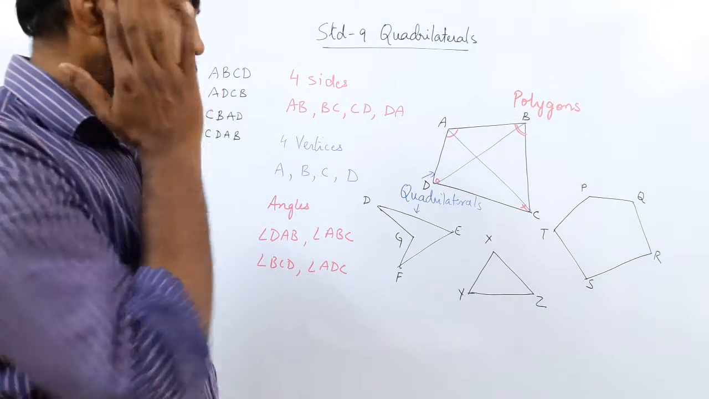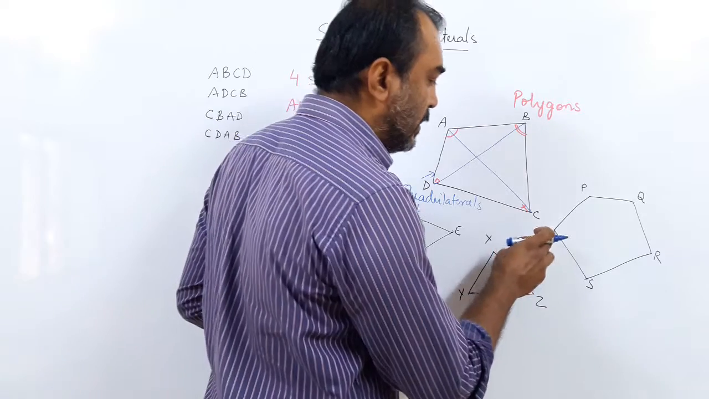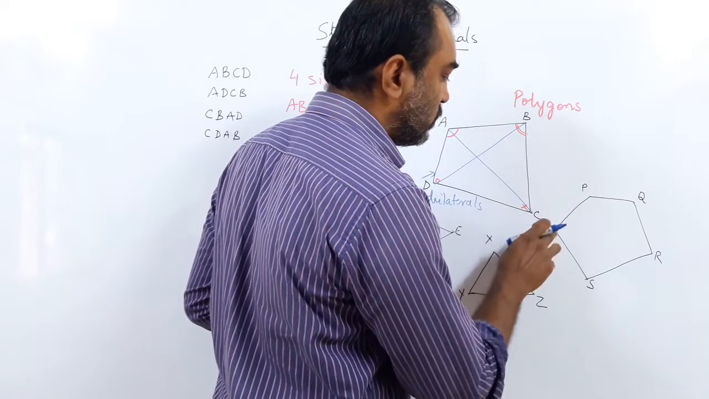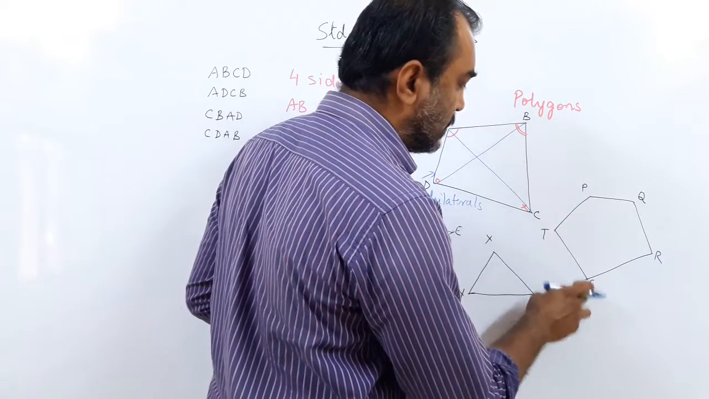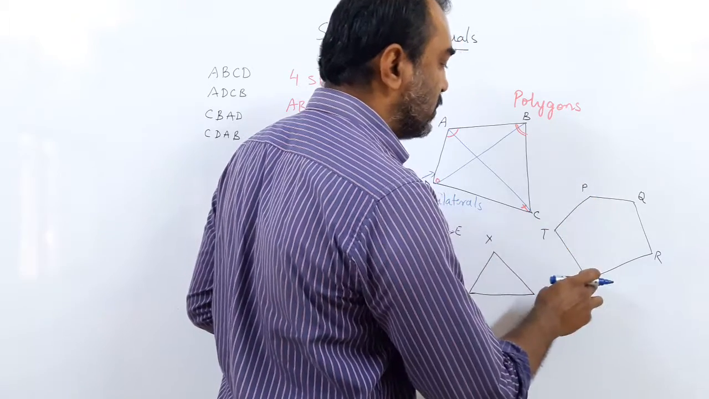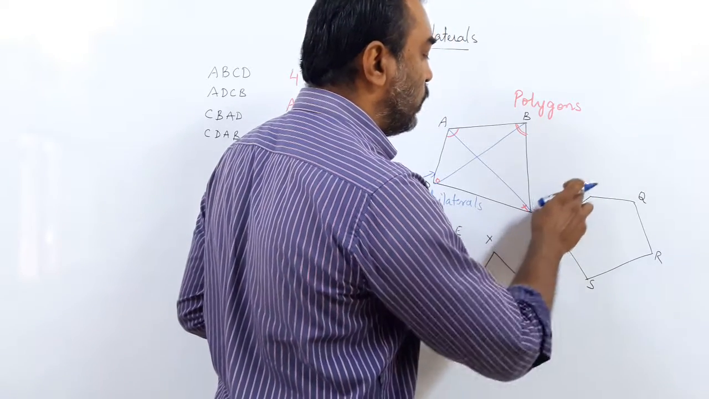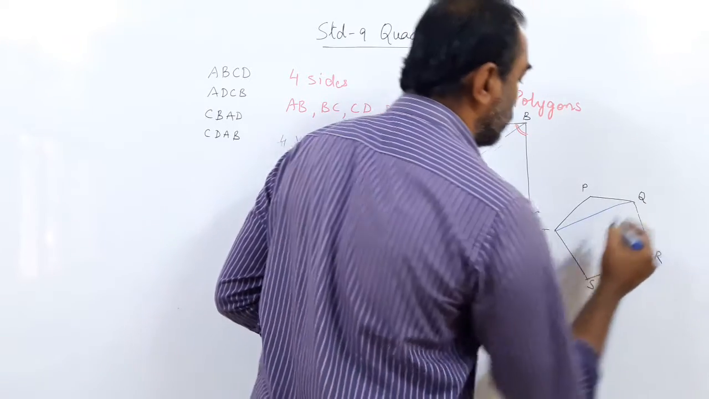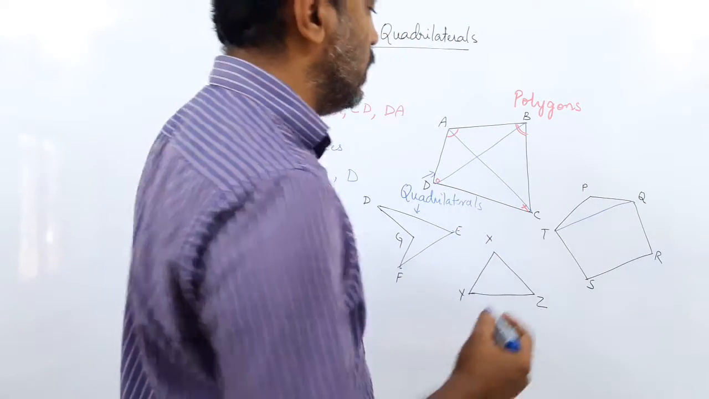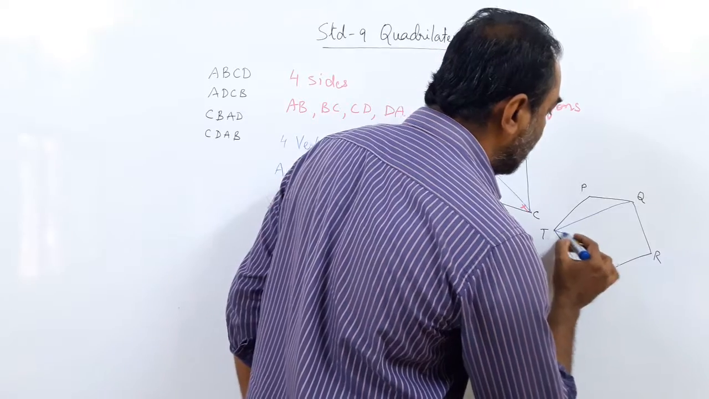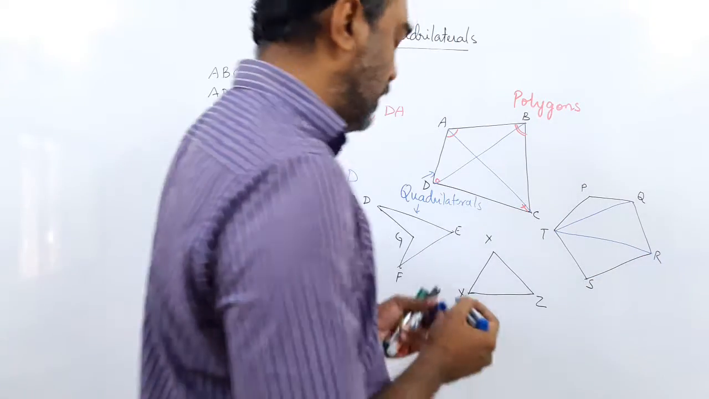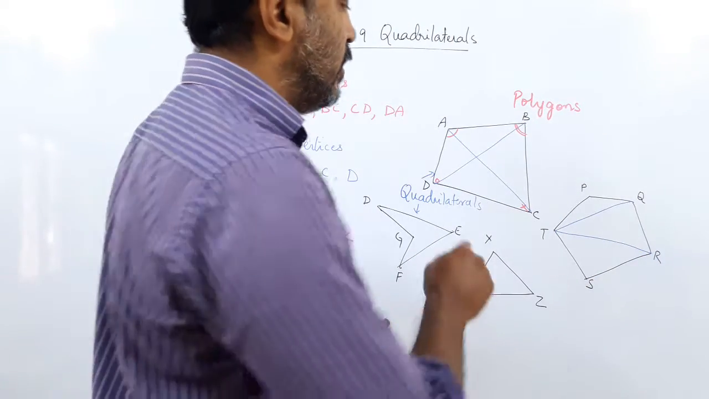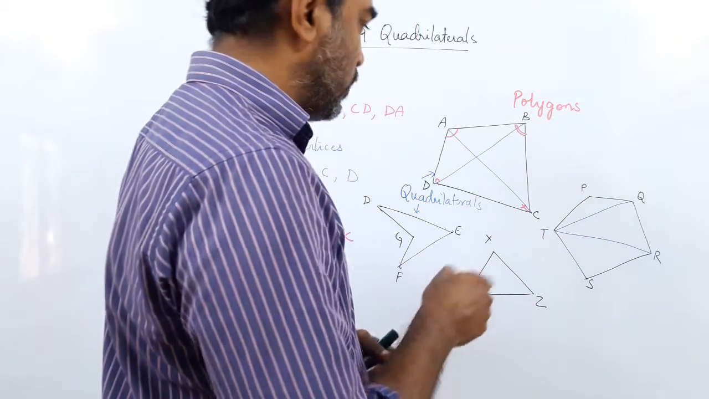Let us see the pentagon. If I start from T, look at T first. S and P are adjacent to T. So I cannot draw a diagonal from T to P or T to S. But I can draw the diagonal TQ. Another diagonal I can draw from T is TR. So from T I can draw two diagonals, TQ and TR.